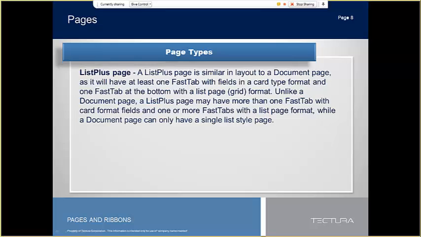While the List Plus page is also the same as in 2009, I wanted to spend a few seconds on this because I was never able to find a good definition, nor good examples of what this type of page was. A List Plus page is similar to a document page as it has at least 1 fast tab in the card format and 1 in a list or subform format. But a List Plus page can have multiple subforms, unlike a document.